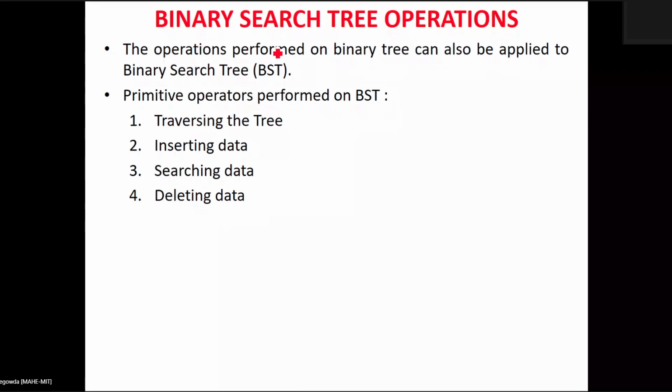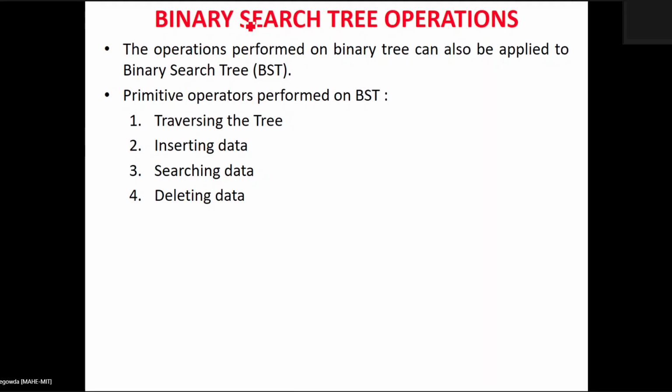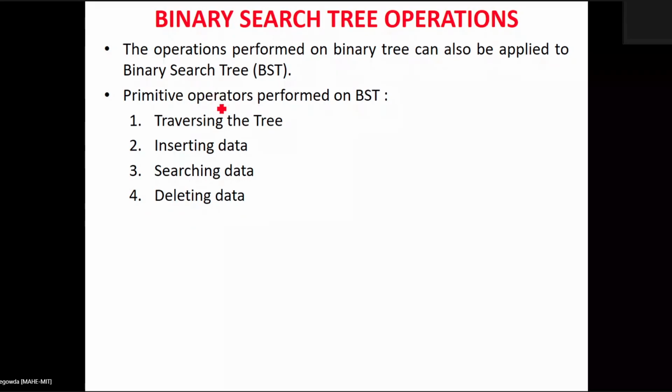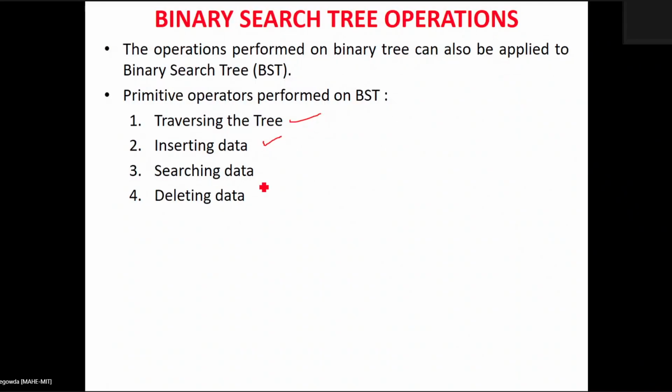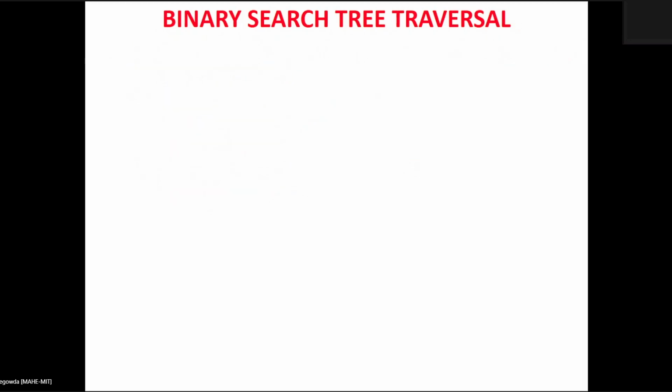Okay, now we are able to perform the various operations of the binary search tree. The primitive operations to be performed on the BST are traversing the binary search tree, inserting data, searching data, and deleting data. These are the four primitive or primary operations we can perform on binary trees.